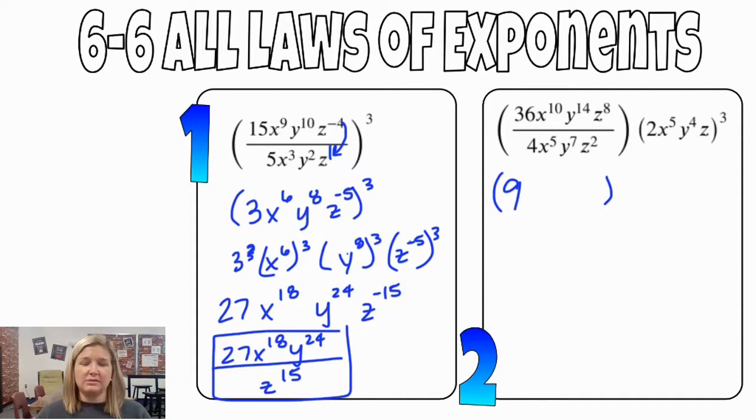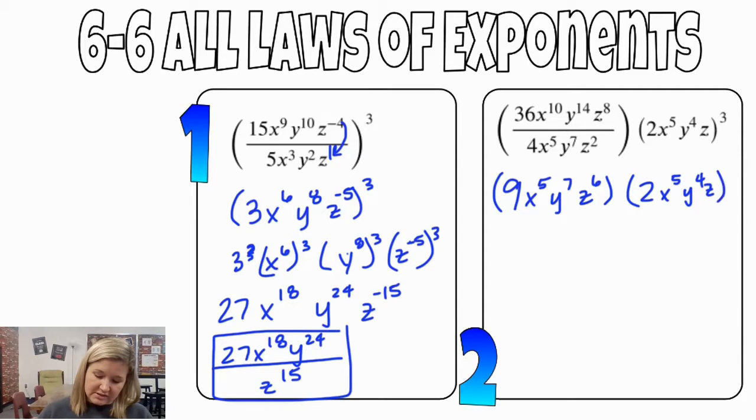Now I'm going to start subtracting my exponents. So I'm going to have x to the 10 minus 5, which is going to be 5. And then y, 14 minus 7, which is 7. And then z to the 8 minus 2, which is going to be 6. Whew, no negatives. And then I'm going to multiply that by 2, x to the 5th, y to the 4th, z, all raised to the 3rd power. Now, remember, order of operations says you have to take care of exponents before you can take care of multiplication.